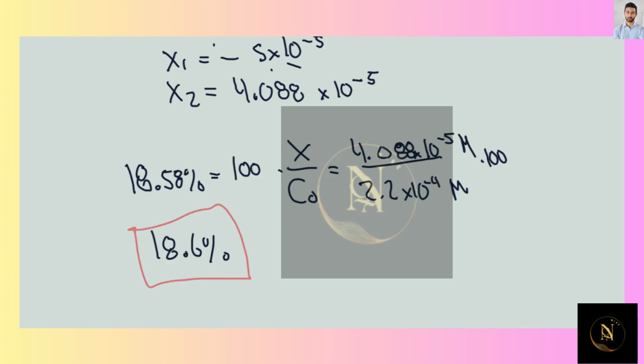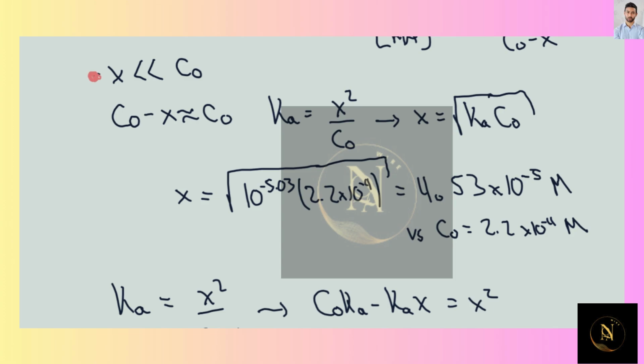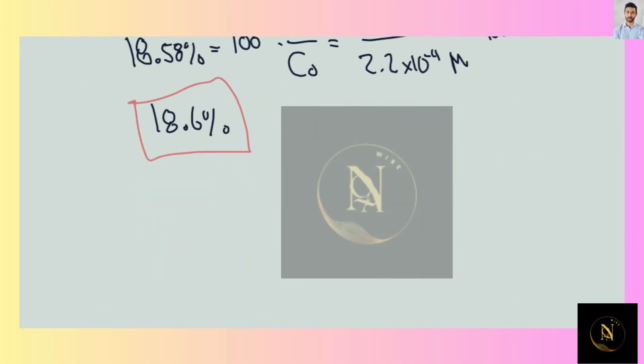Notice how it differs when you solve the full quadratic expression compared to applying the small x approximation. Within the small x approximation, your result would not be correct, because as we notice over here, the value of x is not much smaller than my initial concentration, so that approximation is not valid.